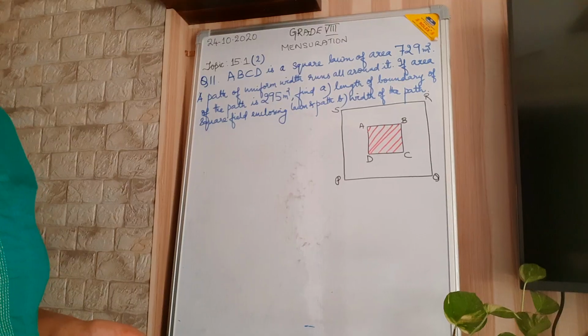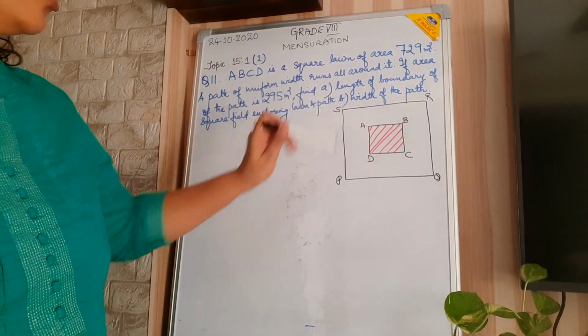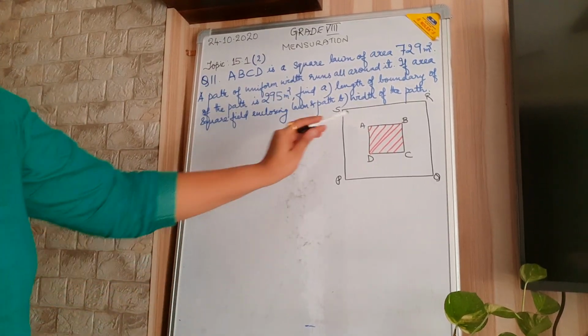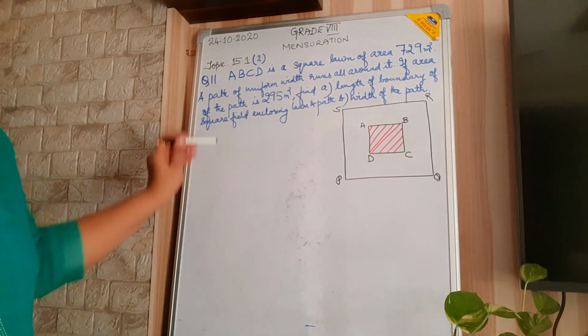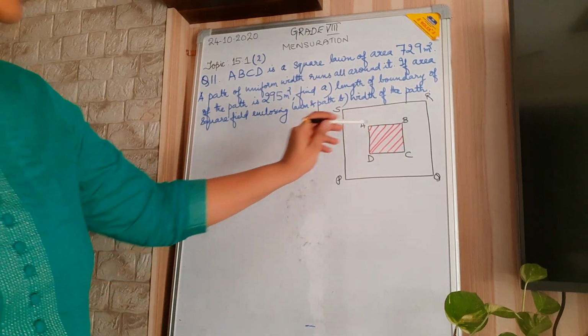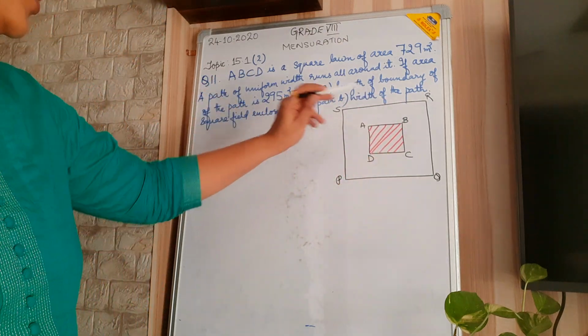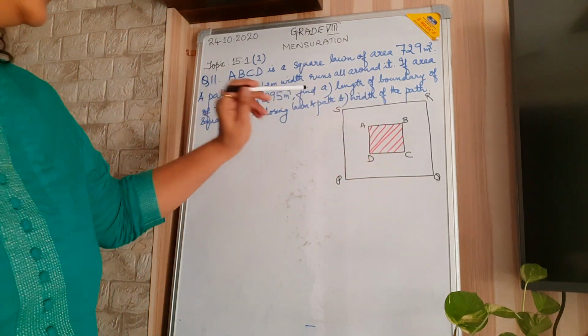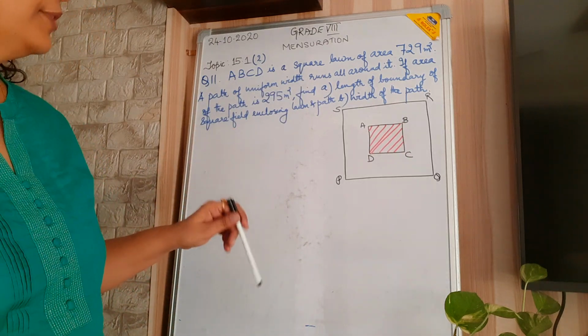Okay. The next question here is: ABCD is a square lawn of area 729 meter square. A path of uniform width, which is not shaded, runs around it, with an area of 295 meter square. Find the length of the boundary of the square field enclosing the lawn and the path.